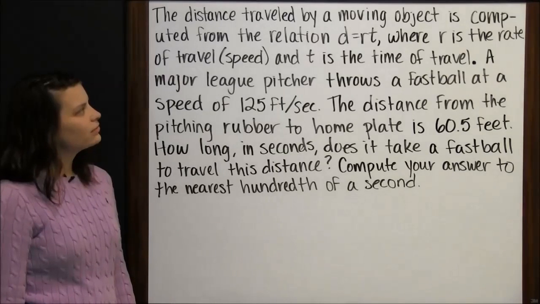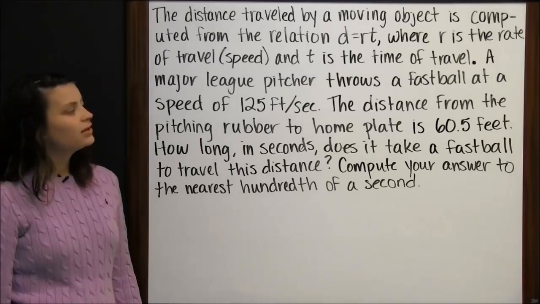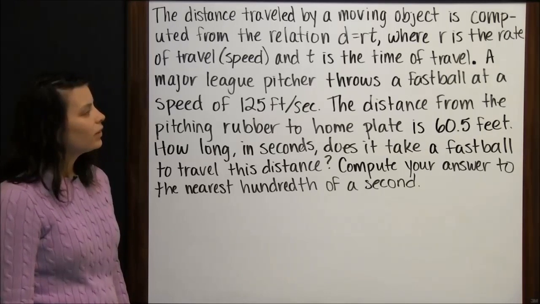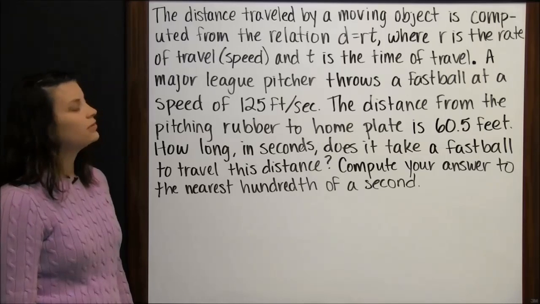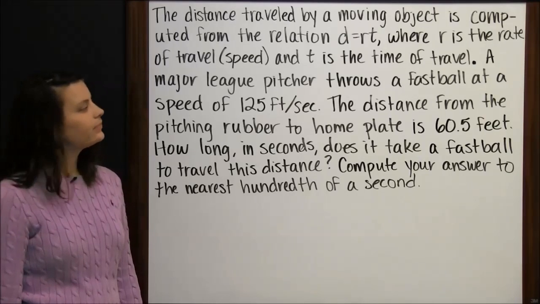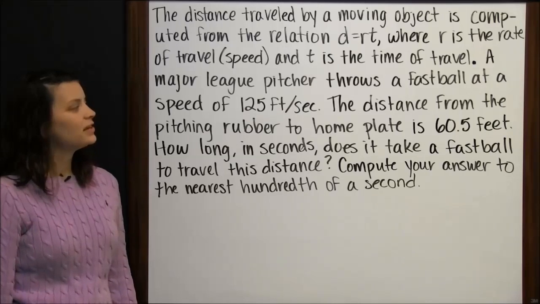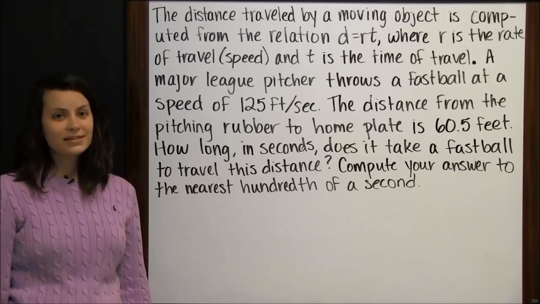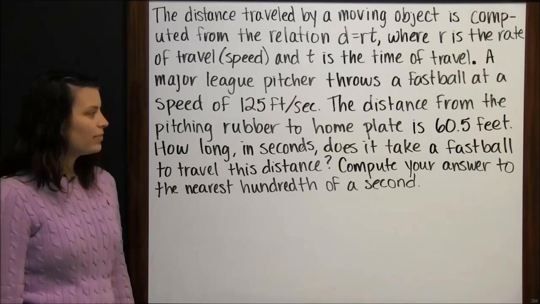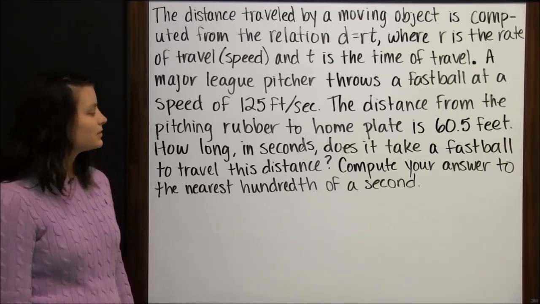The distance traveled by a moving object is computed from the relation distance equals rate times time, where r is the rate of travel, speed, and t is the time of travel. A Major League pitcher throws a fastball at a speed of 125 feet per second. The distance from the pitching rubber to home plate is 60 5/10 feet.